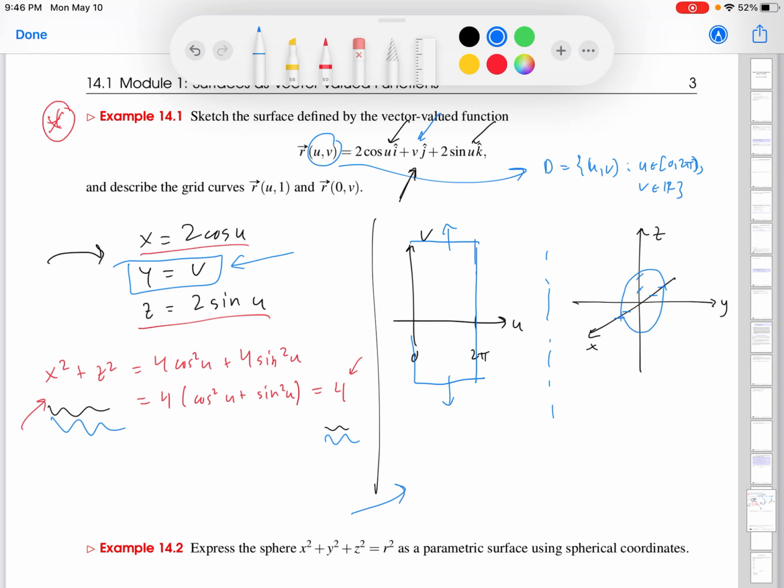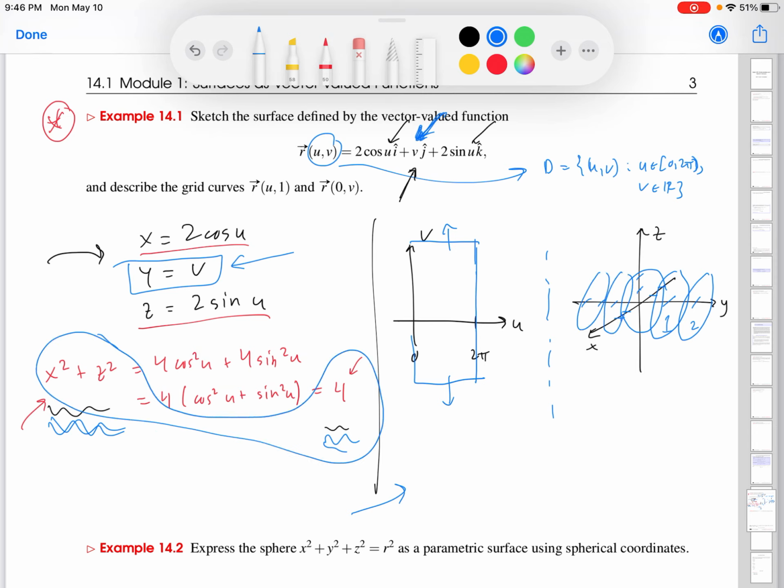So picture that circle on the xz plane. Now suppose I move up to y equals v equals 1. Well, I still have a circle of radius 2 in the xz plane. So there we go. And then as I move up to y equals 2, I get the same thing. If I move backwards, right, I also get these circles. So you might recognize this as the equation of a cylinder. So then I just fill in the dots here and I get my cylinder.